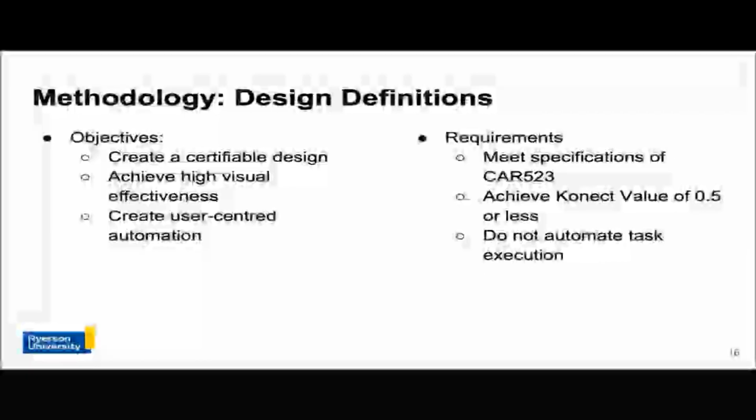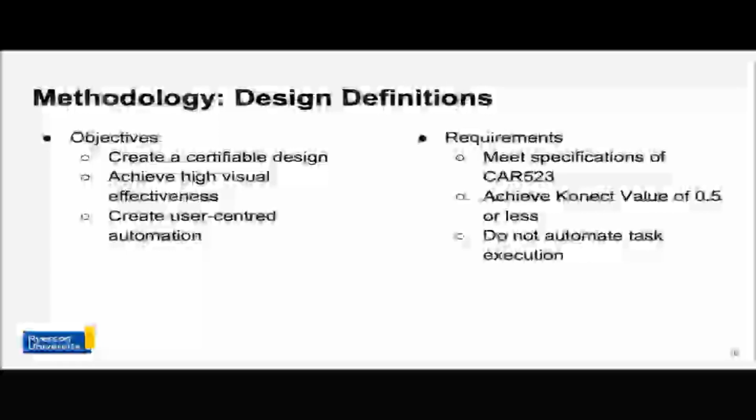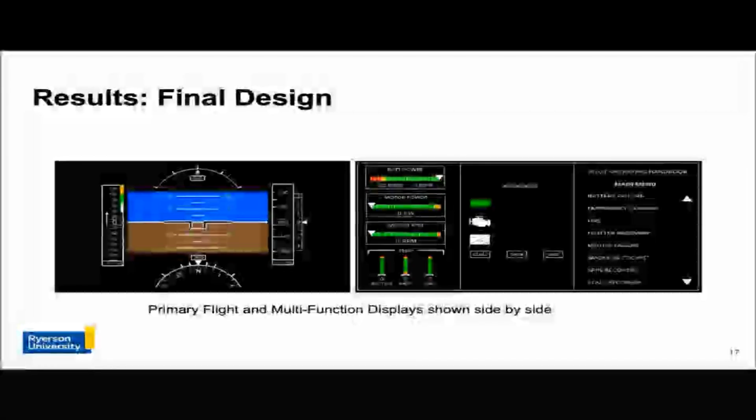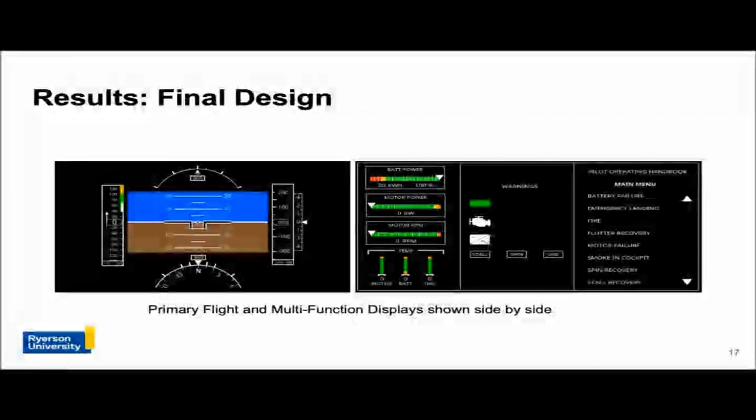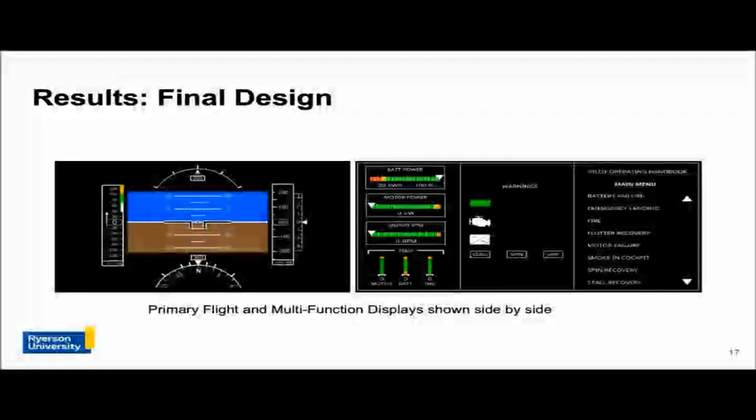The major objectives of this study were to create a certifiable design with high visual effectiveness and user-centered automation. The corresponding requirements are to meet CAR 523 specifications, achieve a connect value lower than 0.5, and refrain from automating task execution as recommended by human factors literature. The final design of the flight deck uses 2 touch screens as seen in this slide. In normal operating conditions, the primary flight display and multifunction display appear in this fashion.